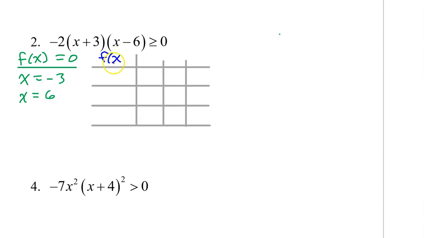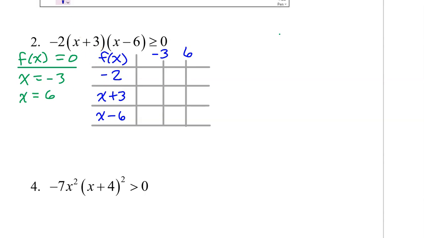Label it f of x, and we have a row for every factor. So I'm going to put a -2 here, an x plus 3 here, and x minus 6 here. All right, I have a vertical line for each of these zeros. Put them in order from least to greatest, so that's negative 3 here and 6 here. In the first row, negative 2 is a constant, so that's always going to be negative, obviously, so we'll have negative, negative, negative in that row.